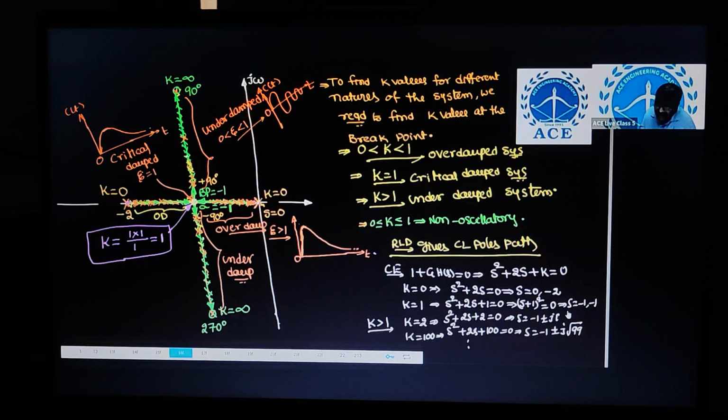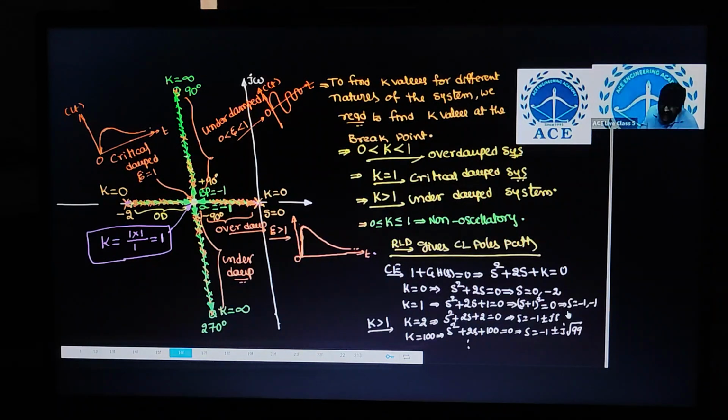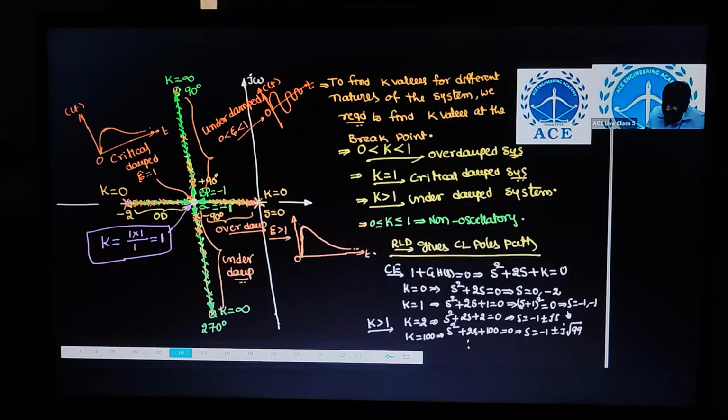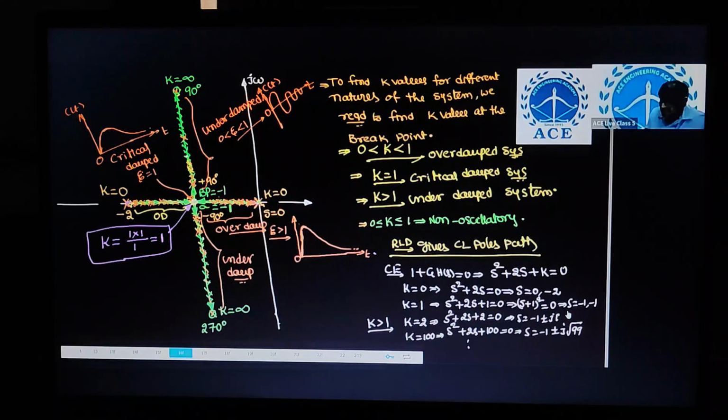Here, what is the answer? What are the non-oscillatory systems? Raise your hand. Critical and overdamped. Critical means real axis, right? Overdamped also real axis, right? So here, what is K? Less than or equal to 1 and greater than or equal to 0. Okay, sir, got it. Right. That's all. Next.